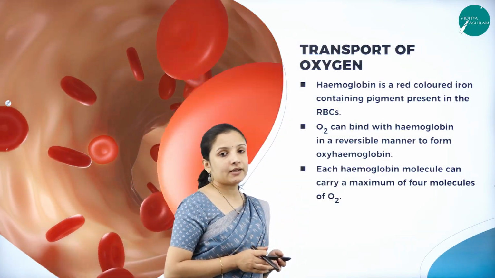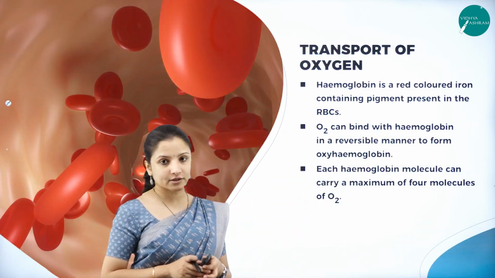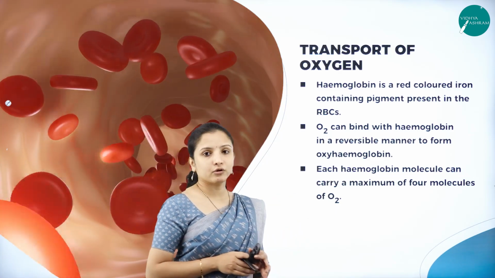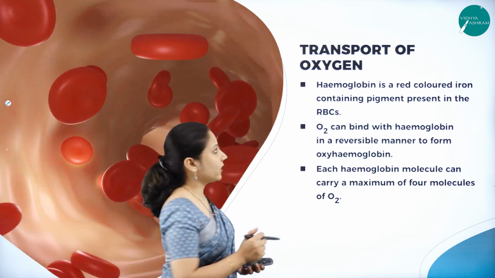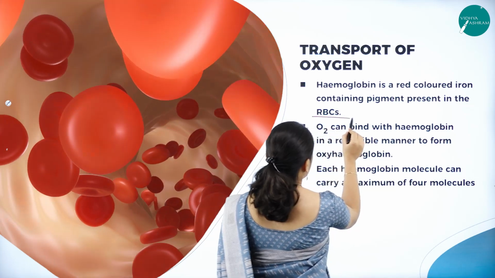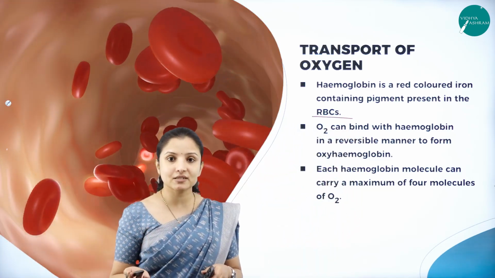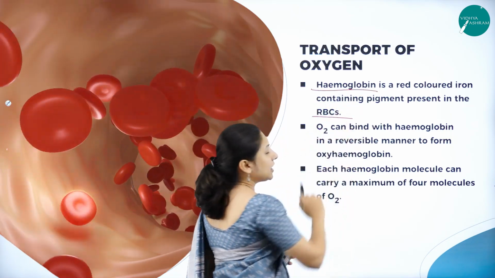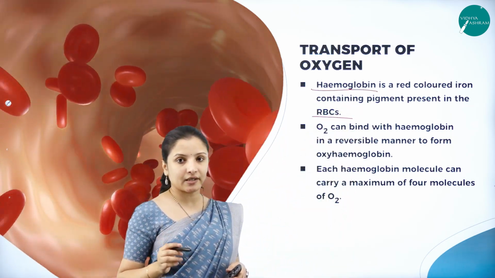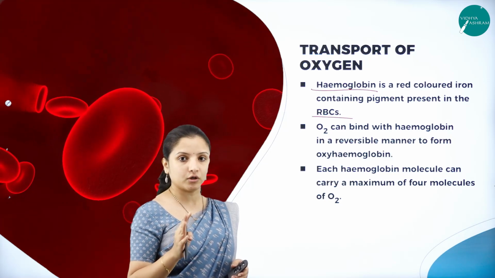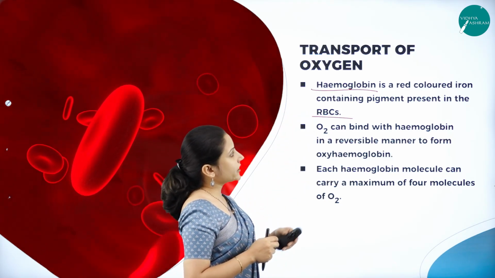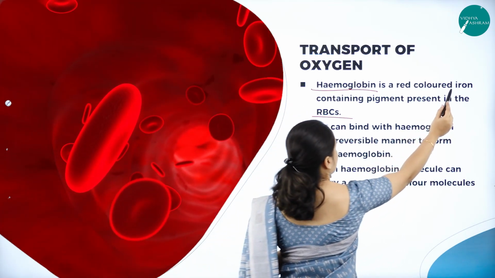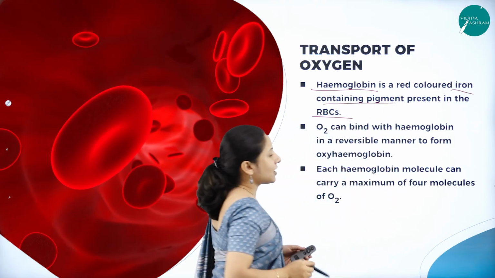So in particular, let's study the transport of oxygen first. Hemoglobin is present in blood. Where in blood? It is present in RBCs, right? Why are RBCs red in color? Because they have a pigment called hemoglobin. Heme is nothing but iron content. They are made up of 4 iron molecules. So hemoglobin is a red colored, iron containing pigment that is present in the RBC.